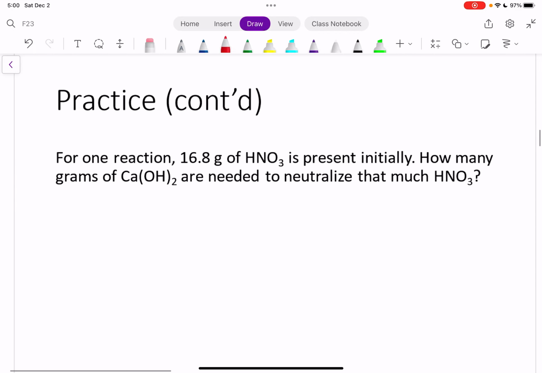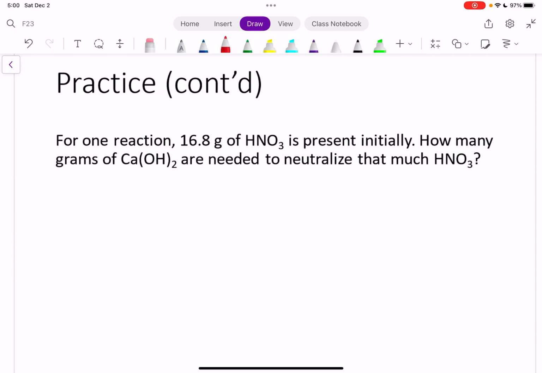All right, so a lot of times with these acid-base reactions, like we saw up here, we want to know how much acid we need to react with how much of our base in order for them to be neutralized. Right? So in this practice problem, it says for one reaction, 16.8 grams of nitric acid is present initially. How many grams of calcium hydroxide are needed to neutralize that much nitric acid?